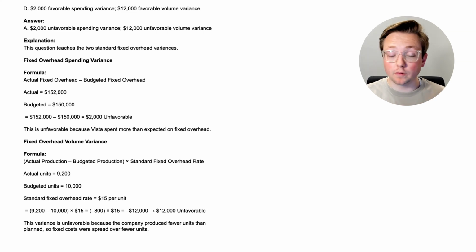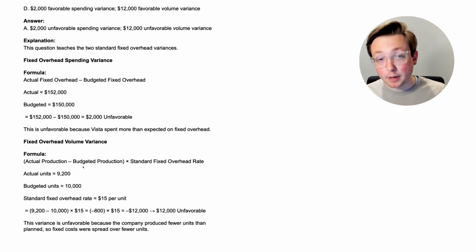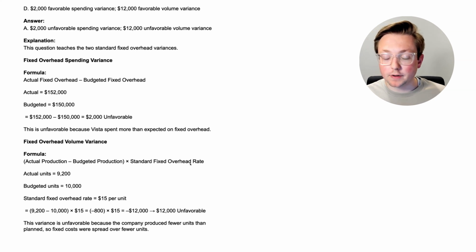Now let's talk about the fixed overhead volume variance. To do this, you'd take the actual production less the budgeted production, and you multiply it by the standard fixed overhead rate. So again, very similar to what we've seen in the other questions. The actual units that were produced was 9,200. The budgeted units was 10,000, so they did 800 units less.